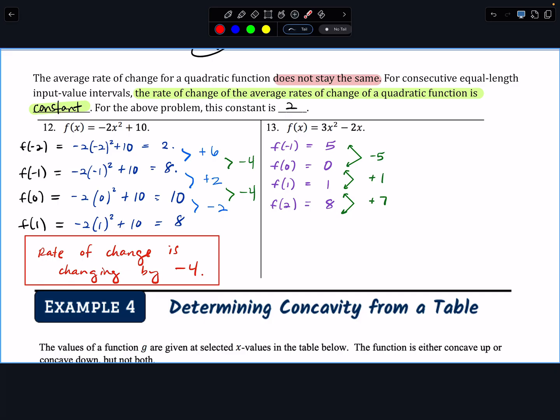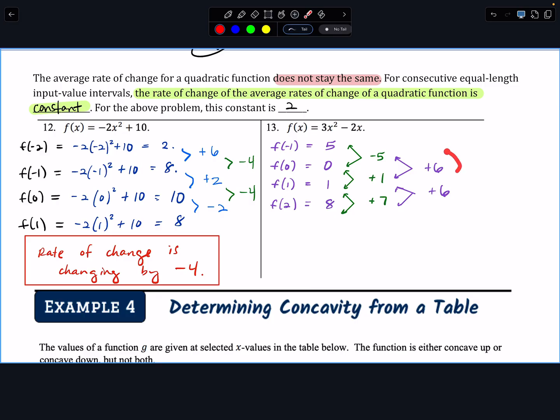Now to see if this is quadratic, because this is the average rate of change once, now I need to do it again. So to go from -5 to 1, is that an increase or decrease? Increase by how much? 6, so +6. And then this is also +6.